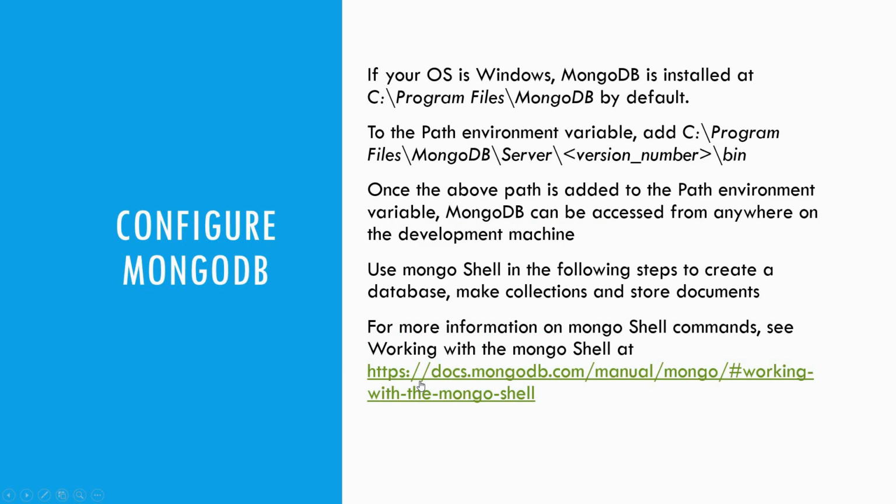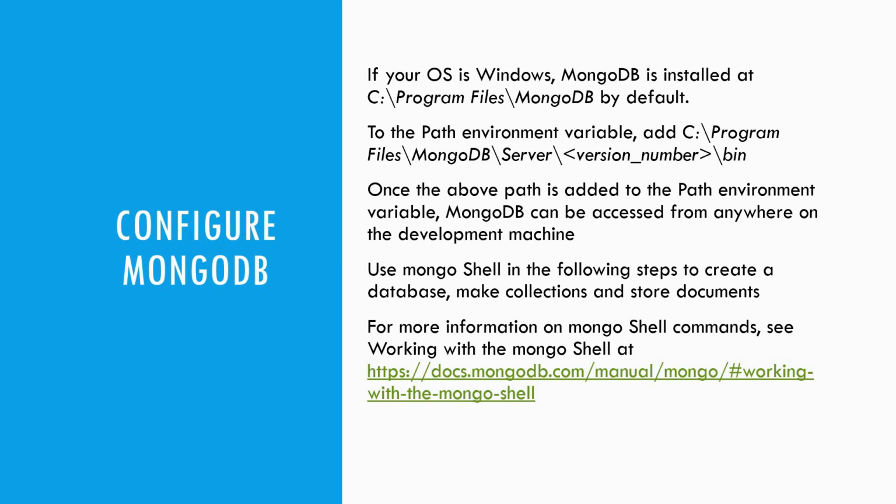If your operating system is Windows, like I have Windows 10 Pro, MongoDB is installed at C:\Program Files\MongoDB by default. Now, to the PATH environment variable, you can add this full path, which is C:\Program Files\MongoDB\Server\version number\bin. Now, how to add this folder path to the PATH environment variable? You can just Google for it. It is actually pretty simple.